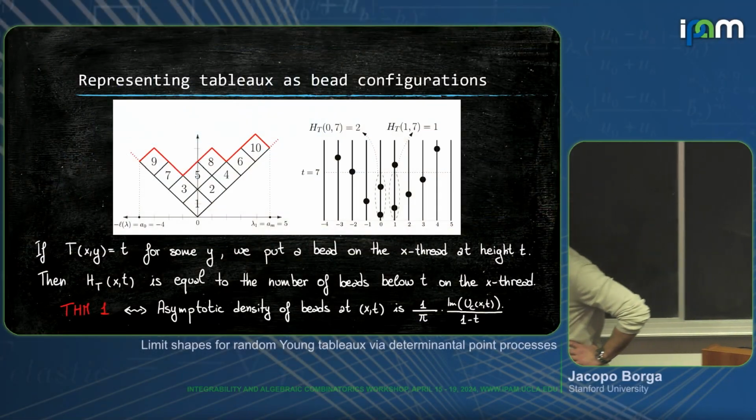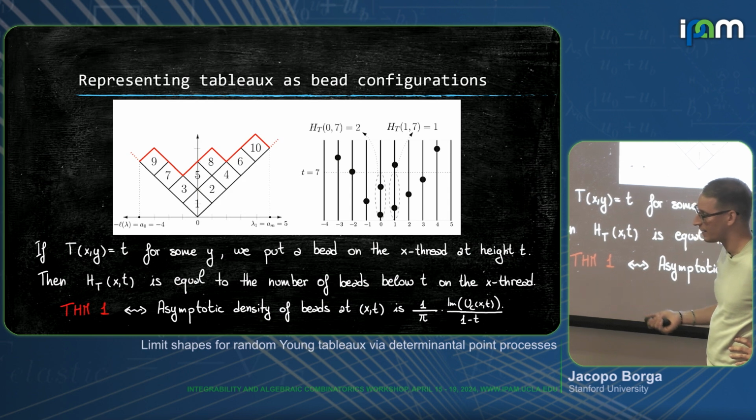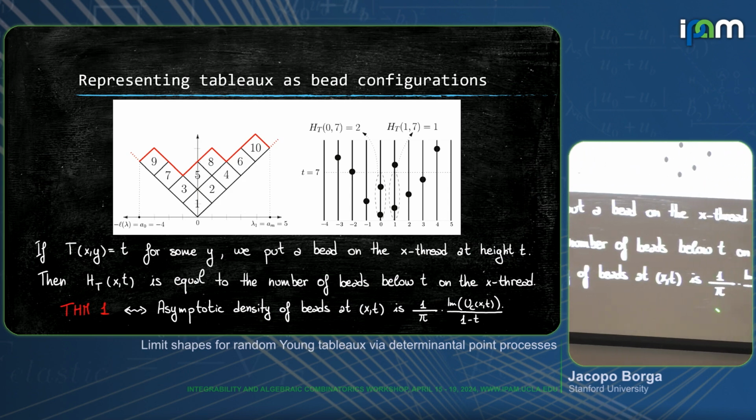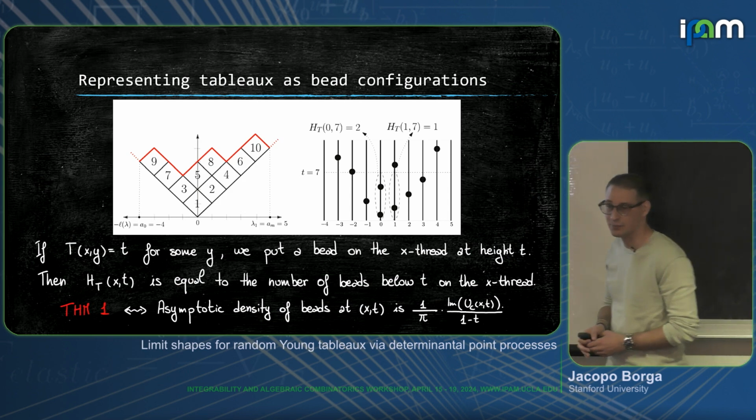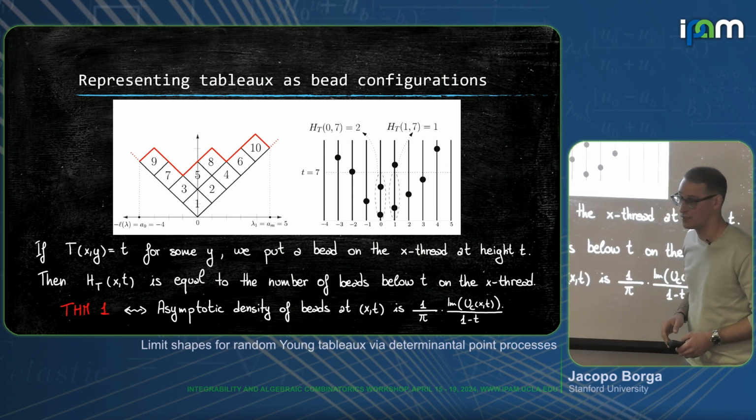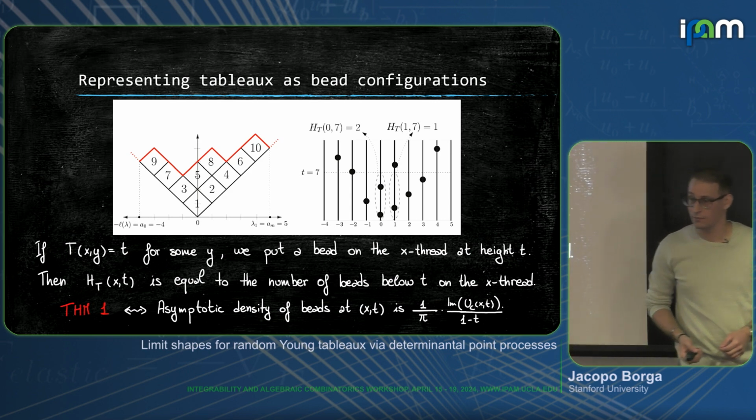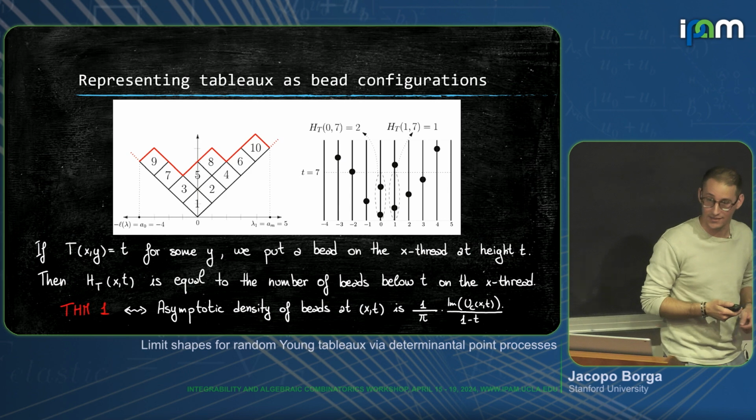And Theorem 1, for people that know this kind of thing: if you remove the integral, it's going to tell you this expression here is just the asymptotic density of beads that you see in the limit around (x, t). Nothing more. The height is just the integral of the density.